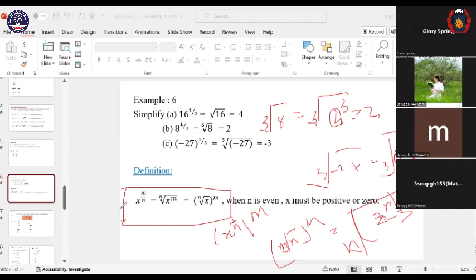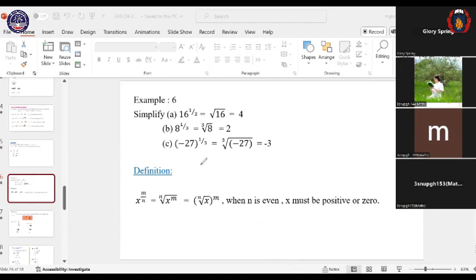Similarly, x power m by n equals m into 1 by n. So x power 1 by n, the whole power m, equals the nth root of x, the whole power m, which is the nth root of x power m.